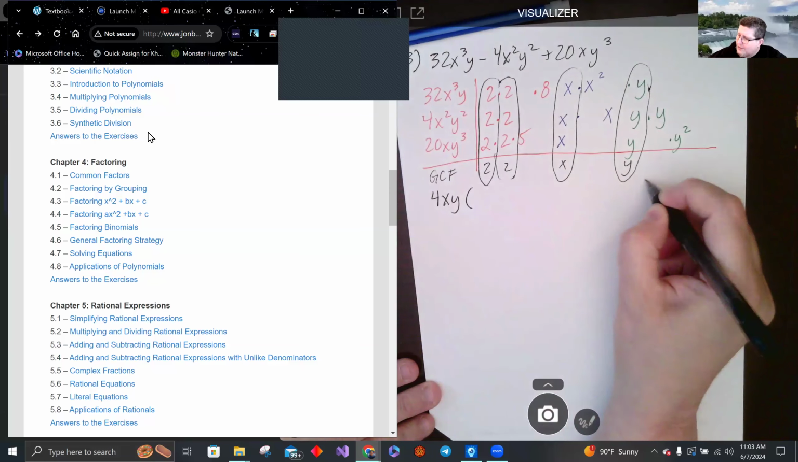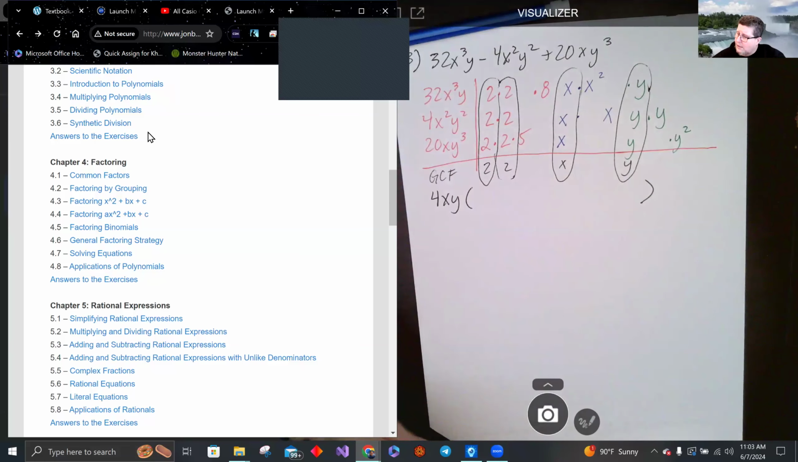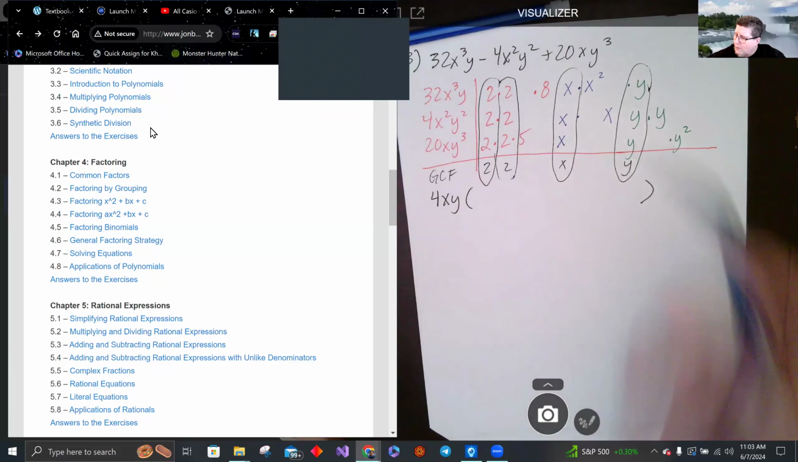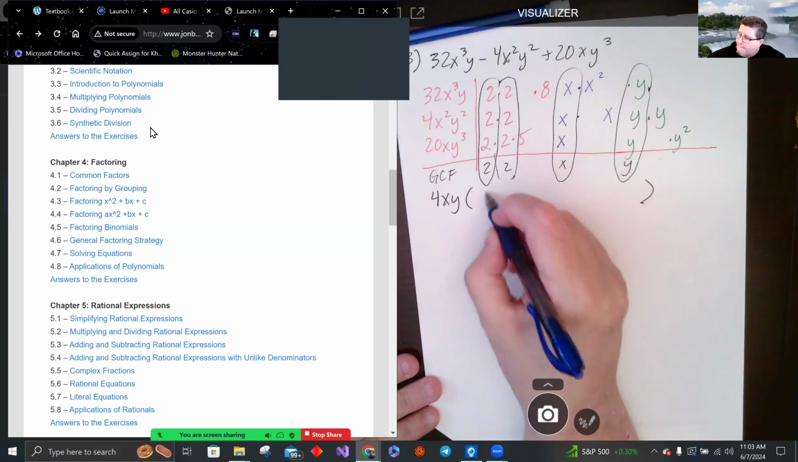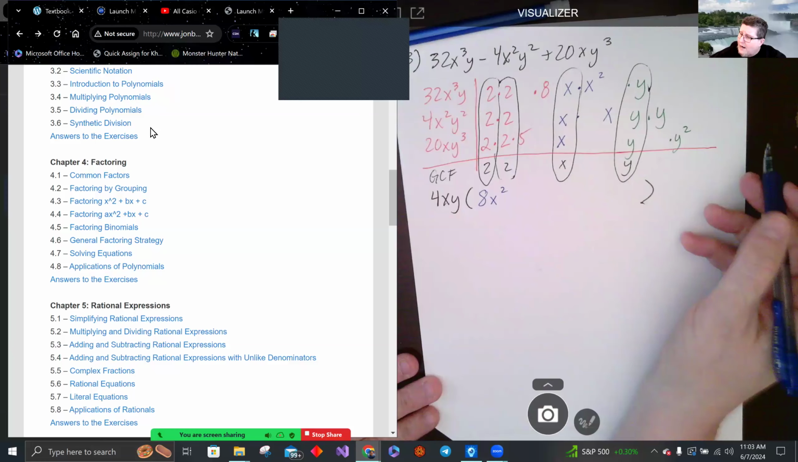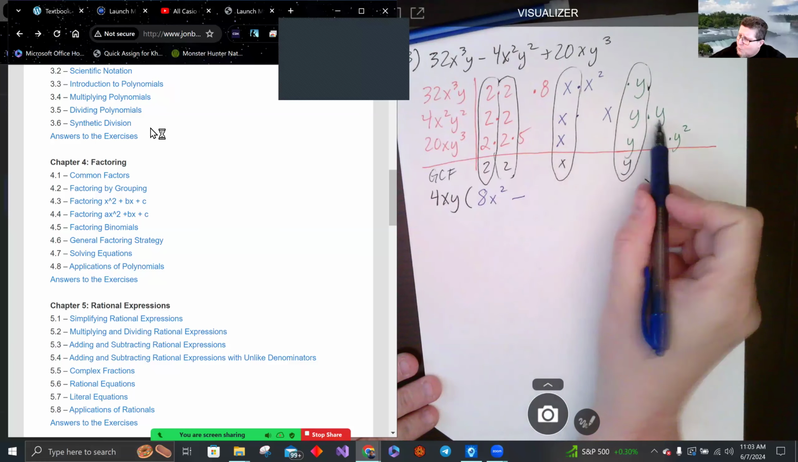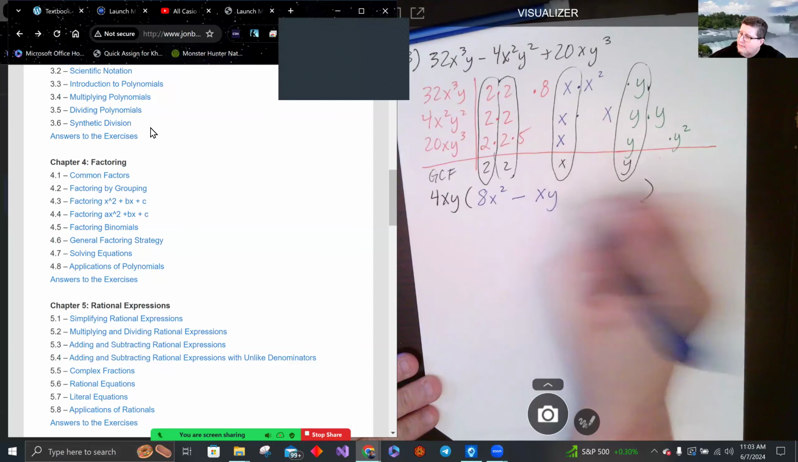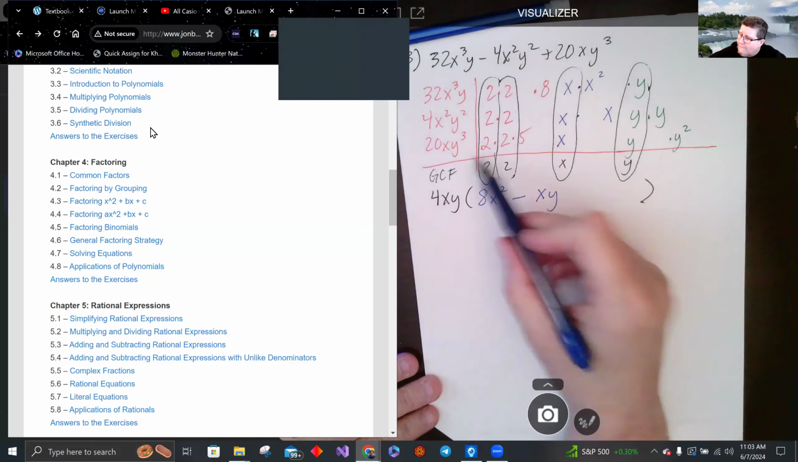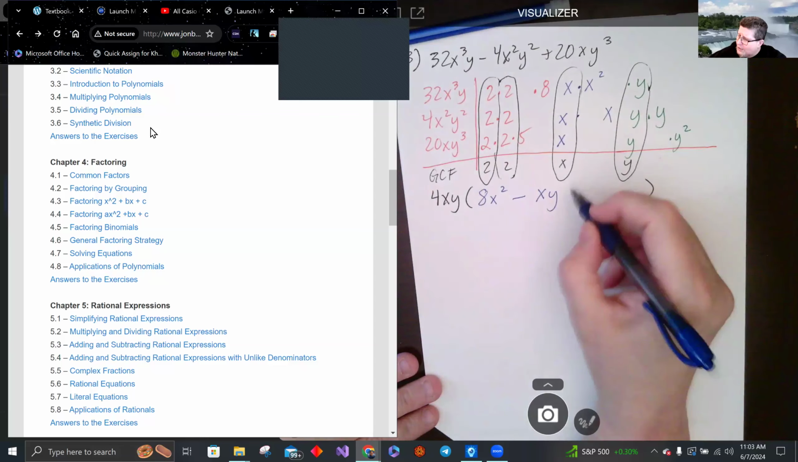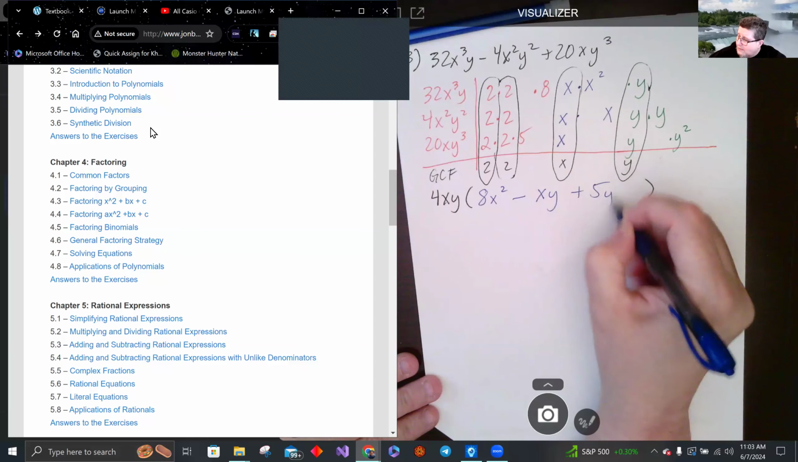What do I have left over? On the first row, I have 8x squared. Then I have a minus, and I have xy left. And on the final one, I have 5y squared, which is a plus.